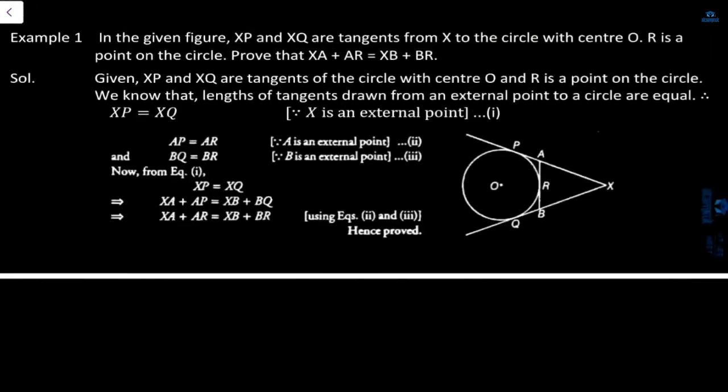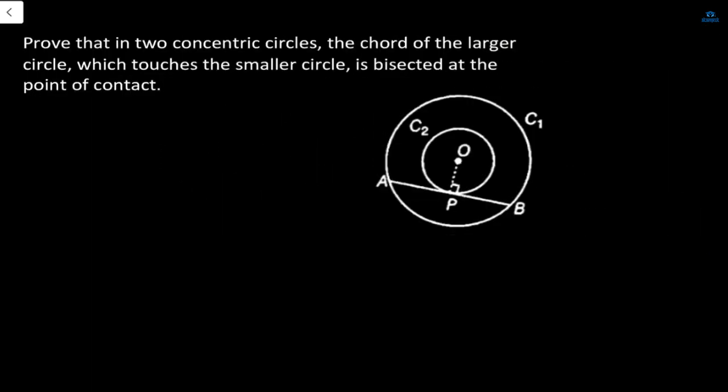Written down. Then, Ridhima done? Now, prove that two concentric circles... Concentric circle means the center will be the same for both circles. Prove that for two concentric circles, the chord of the larger circle... Chord means a line that touches two opposite points on a circle. Chord of the larger circle which touches the smaller circle is bisected at the point of contact.